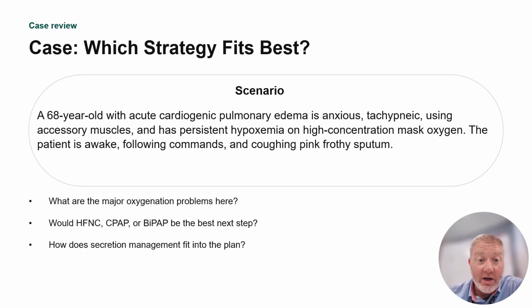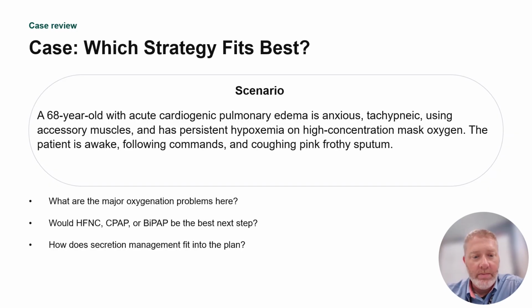Because they have acute cardiogenic pulmonary edema, they are anxious, they are tachypneic, they are working and using accessory muscles. They've got persistent hypoxemia because they can't oxygenate because there's fluid impeding everything. And they're on a high concentration mask oxygen, so on a non-rebreather. The patient's awake, that's good. They're following commands, that's good. And they're coughing up pink frothy sputum, which you would expect in acute cardiogenic pulmonary edema.